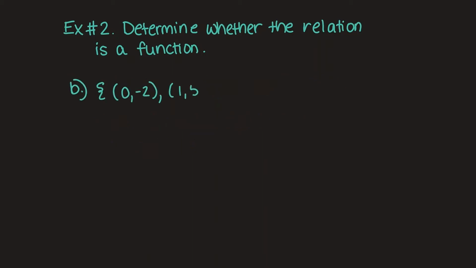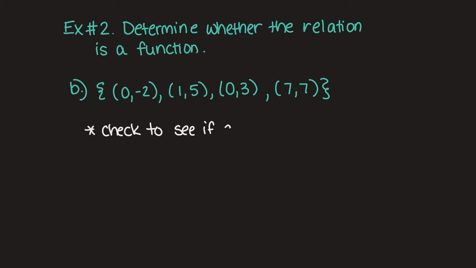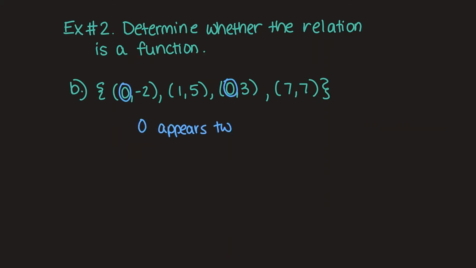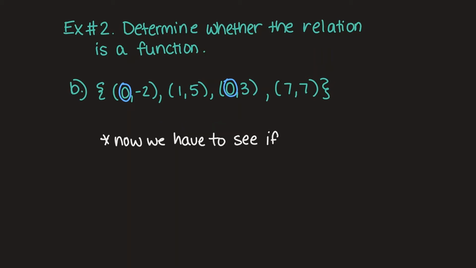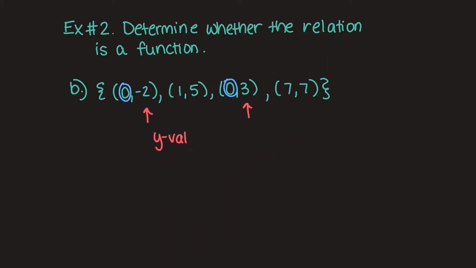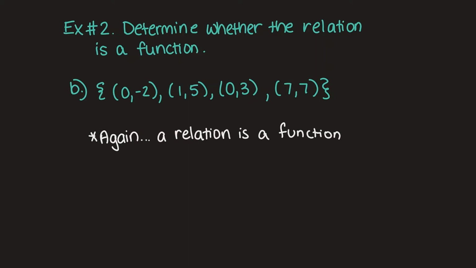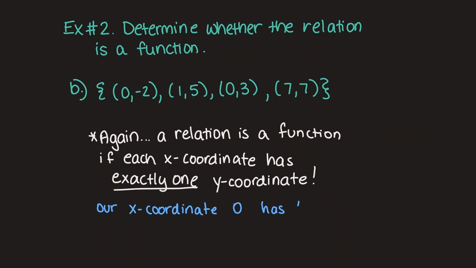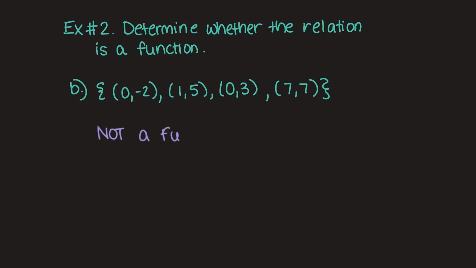Now for part B, again, we want to check if an x-coordinate appears more than once. 0 actually appears twice, so now we have to see if the y values match for this x-coordinate. The y values are actually different. Again, a relation is a function if each x-coordinate has exactly one y-coordinate. But our x-coordinate of 0 has 2 different y-coordinates, -2 and 3. Because of this, this relation is not a function.